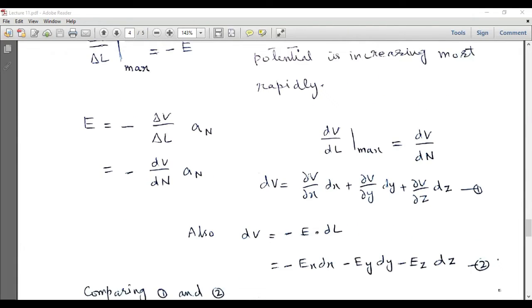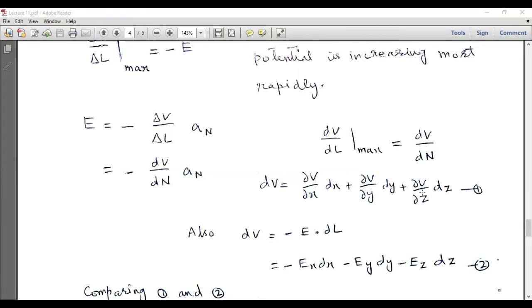and dV is actually equal to partial V over partial x dx plus partial V over partial y dy plus partial V over partial z dz. This is called the chain rule, and dV is actually the total differential amount of potential in all the directions. So this can be written as the partial derivative of potential with respect to x into dx plus partial derivative of potential with respect to y into dy plus partial derivative of the potential with respect to z multiplied by dz.